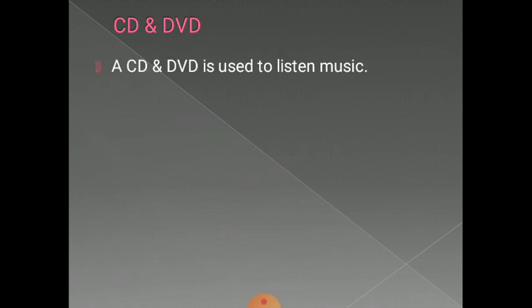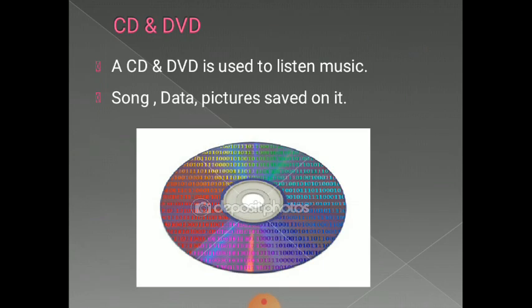The next topic is CD and DVD. What is the full form of CD? It is compact disc, and DVD is digital versatile disc. A CD and DVD is used to listen to music. A DVD is the same size as a CD, but has a larger storage capacity. Songs, data, and pictures are saved on it. CD and DVD both look like this.